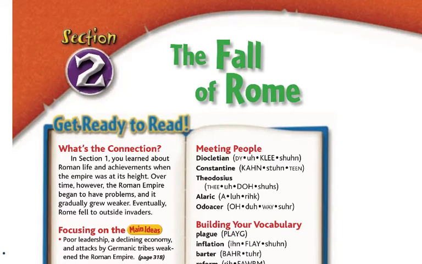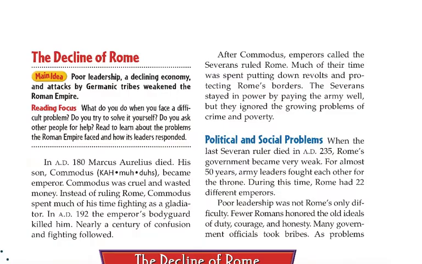Chapter 9, Section 2, The Fall of Rome. The Decline of Rome. Main idea: Poor leadership, a declining economy, and attacks by Germanic tribes weakened the Roman Empire.